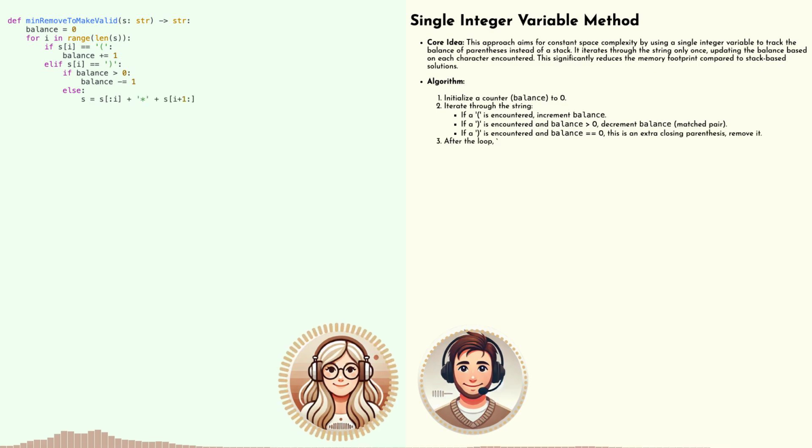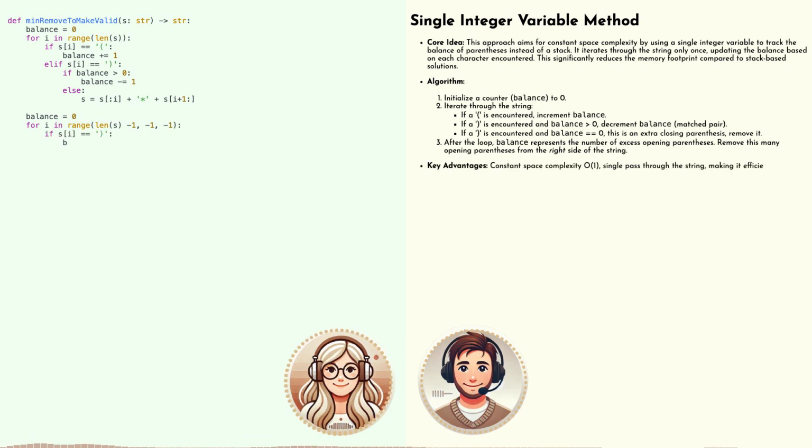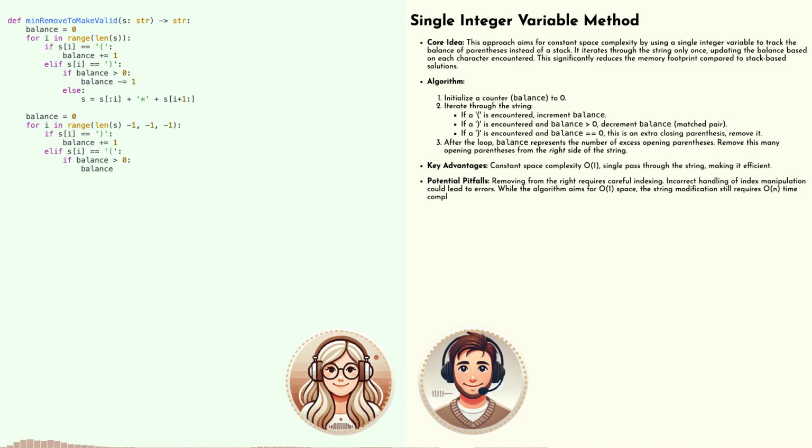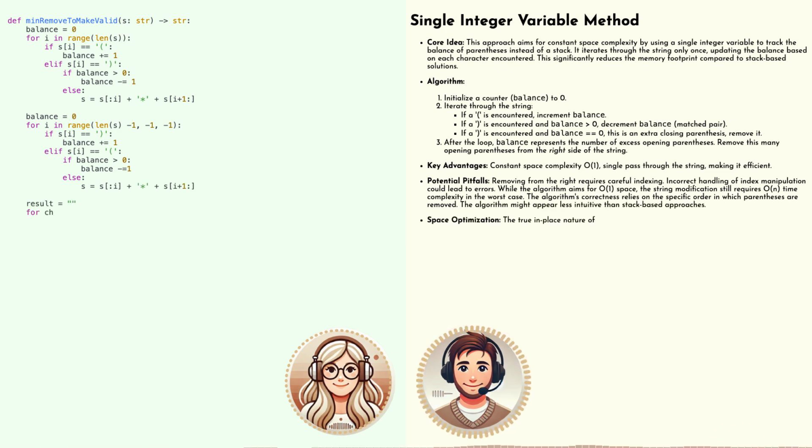So this method is all about efficiency and keeping things simple. Imagine solving this whole thing using just one integer variable to keep track of the balance. No stacks, no reversing strings, or anything like that. Whoa, hold on, just one integer. How does that even work?